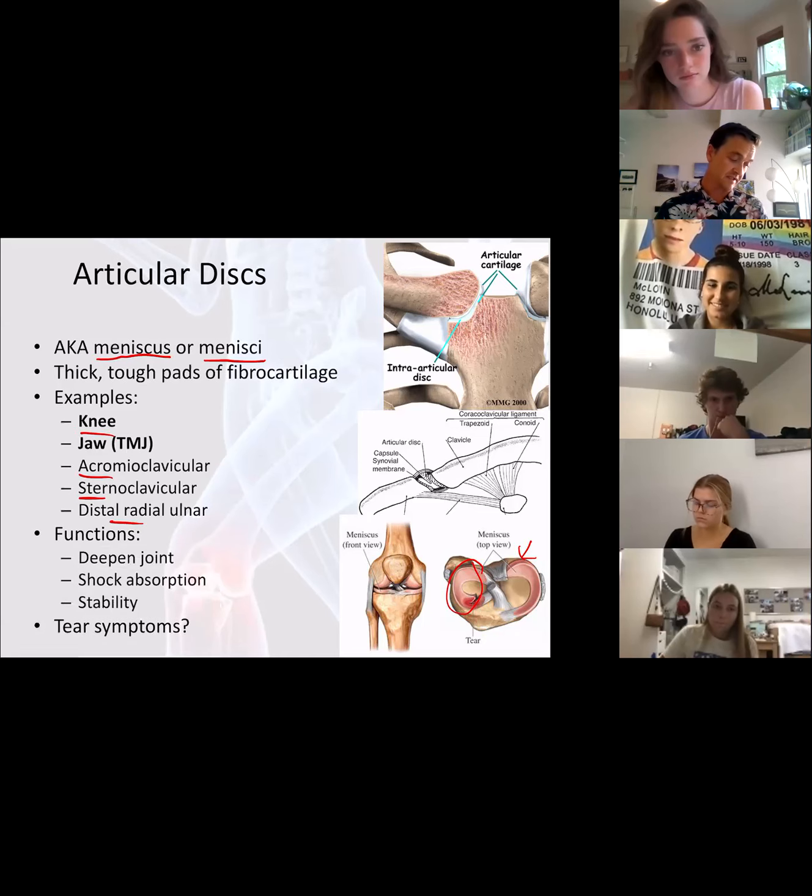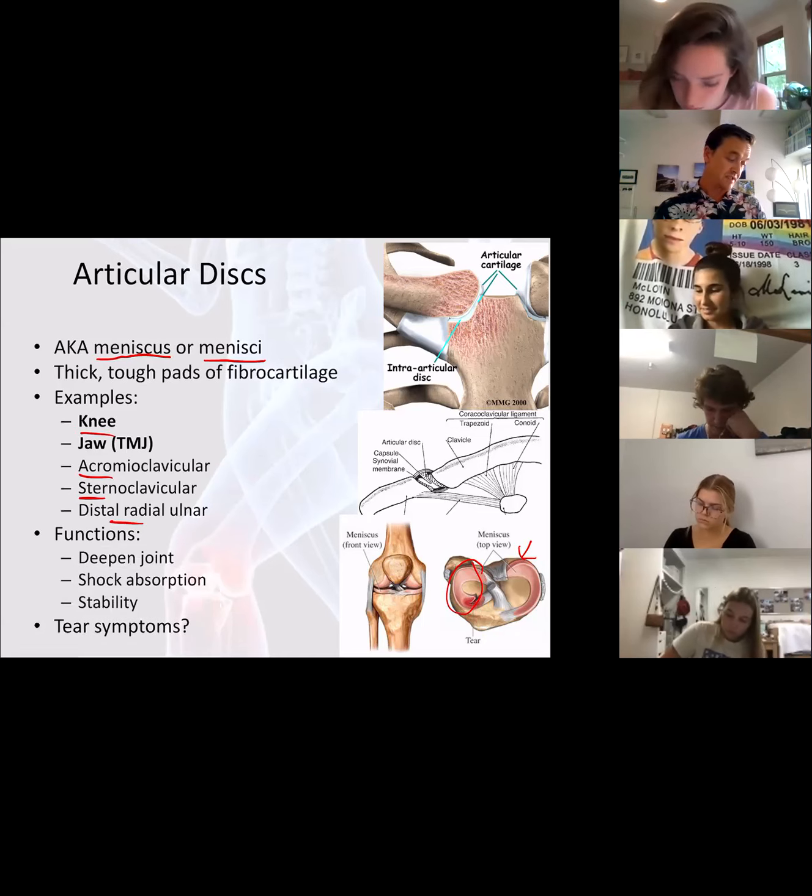Okay, so the functions of these discs, number one would be to deepen the joint. There's two others that I didn't mention in that list that are important for deepening joints. They're both called labrums. There's a labrum in the hip and there's a labrum in the shoulder.